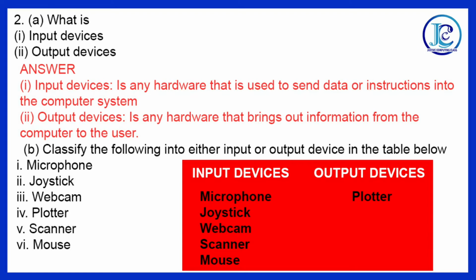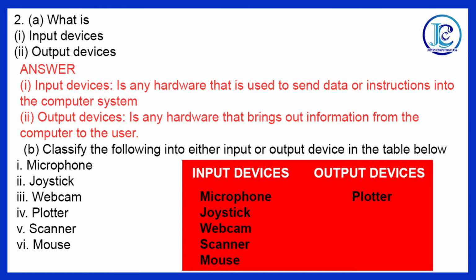Then the next one is II, which is output devices. Output devices are hardware that brings out information from the computer to the user. So they are devices that bring out information for the computer user. In other words, it displays information to the computer user. Examples of output devices are monitor, projector, plotter, and so on and so forth.